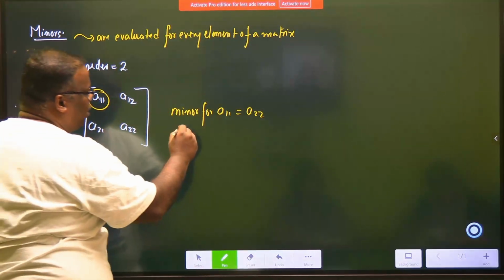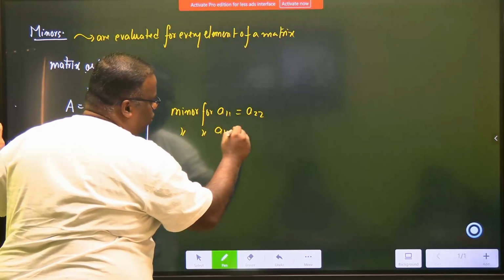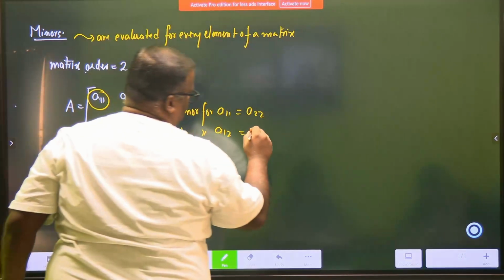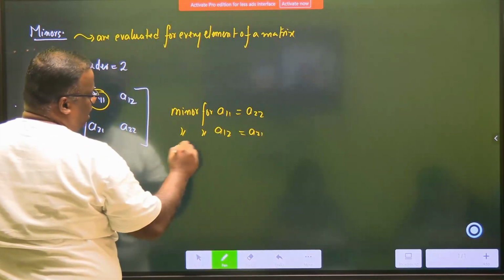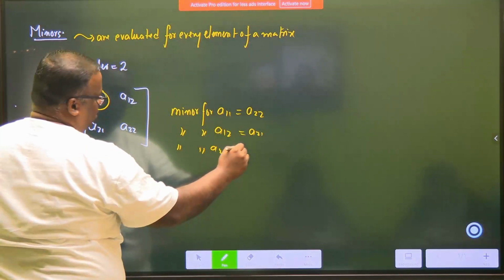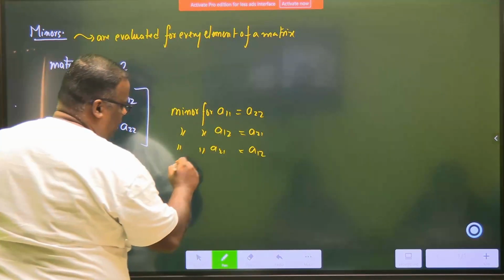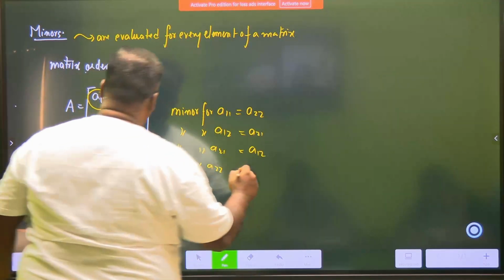Similarly, if you want to find out the minor for A12, close the row with A12 and close this column. I see A21. Minor of A21, close this, I see A12. Minor of A22.